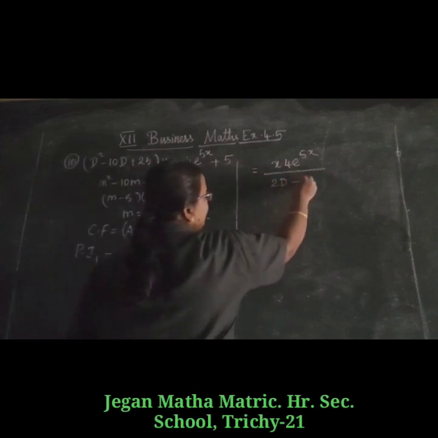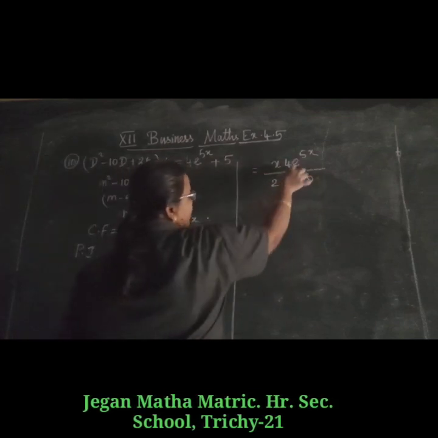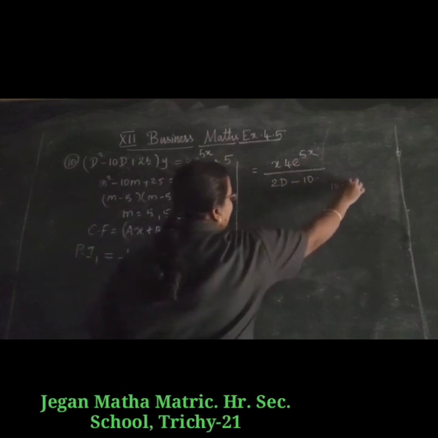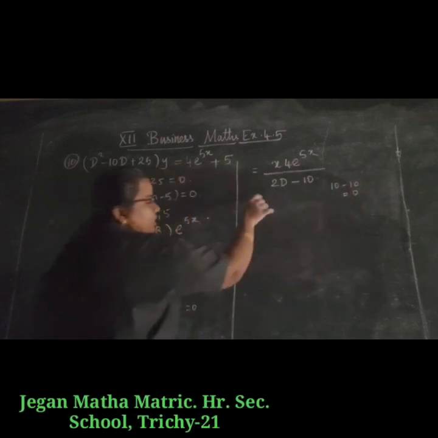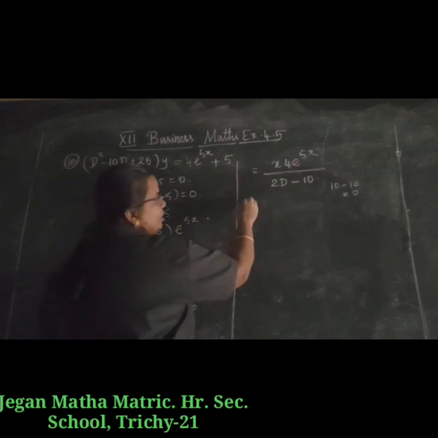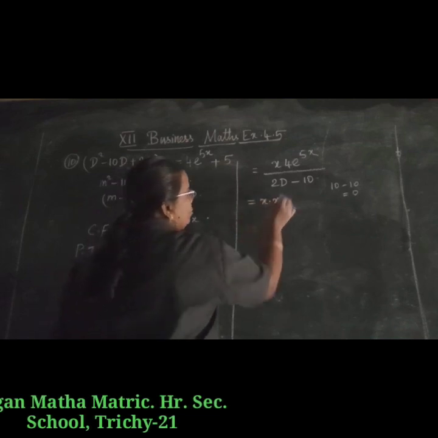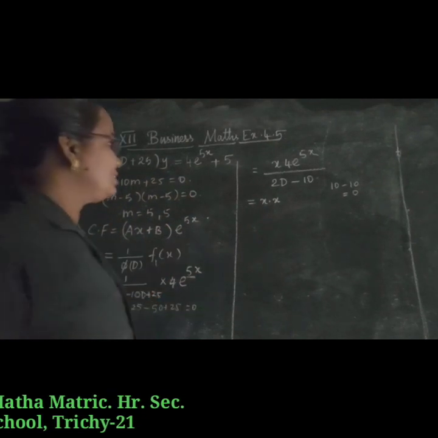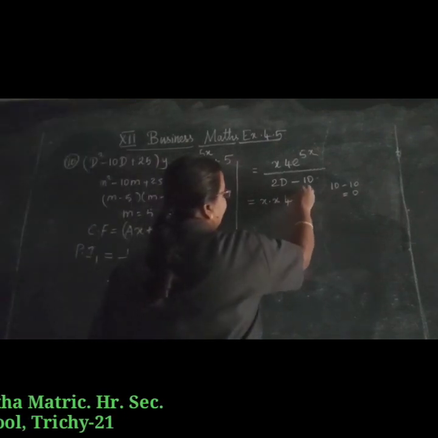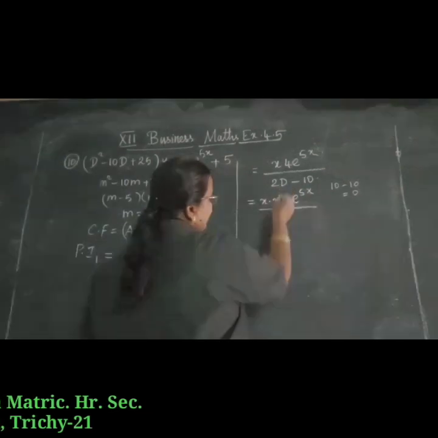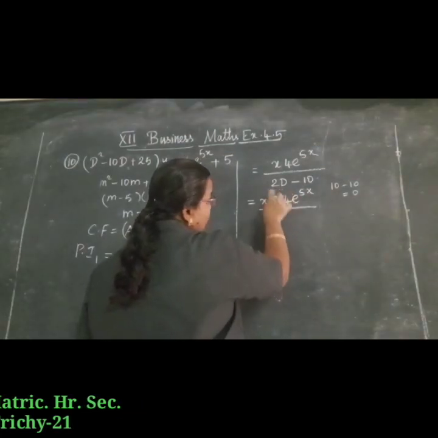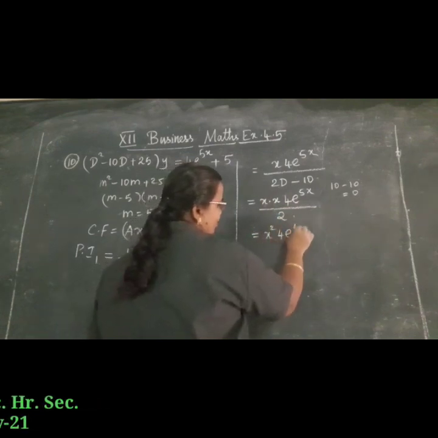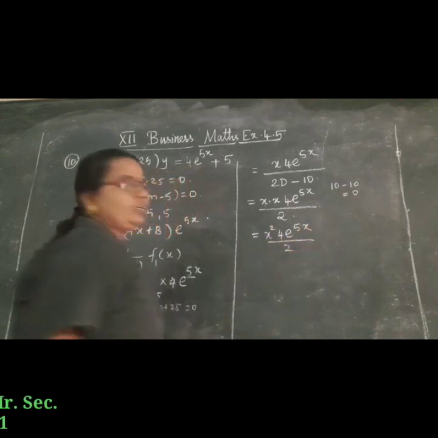So 2D minus 10. Now instead of D, substitute 5. 2 into 5, 10. 10 minus 10, 0 only. So that is also 0. So the denominator is 0, which means again you have to differentiate. Again differentiate means x into x. So x into x into 4 e power 5x divided by, differentiating this again, 2 only. So that is equal to x squared 4 e power 5x divided by 2.